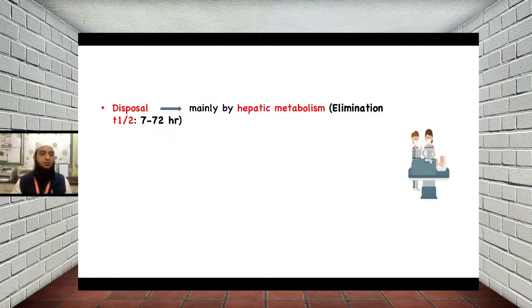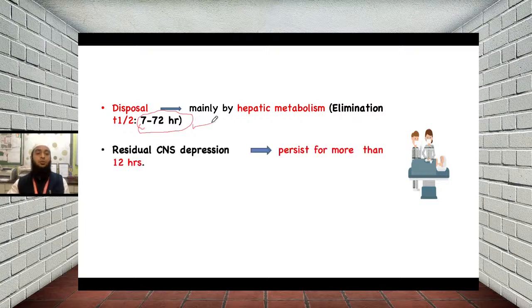Let's see the disposal of this drug, how it undergoes metabolism. Disposal occurs mainly by hepatic metabolism, and elimination takes 7 to 72 hours. Now if you look at this half-life, there is a problem and you need to take special precautions. It indicates that the drug remains in the body for more time, so it may produce residual CNS depression. It may persist for more than 12 hours.